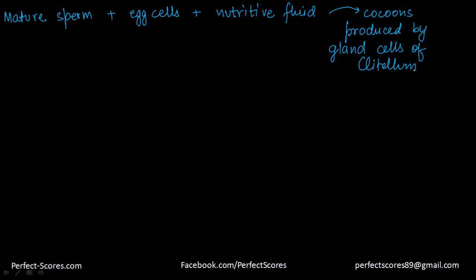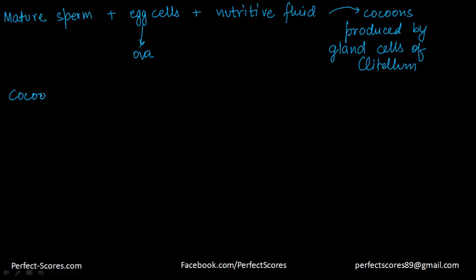So that is what happens. All these three things, they are enclosed in cocoons that are produced by the gland cells of the clitellum. Now, within this cocoon, the process of the fertilization and development takes place, and these cocoons are also deposited in the soil. Now, the egg cells, also known as ova, they are fertilized by the sperm cells within the cocoon, and then the cocoon slips off.